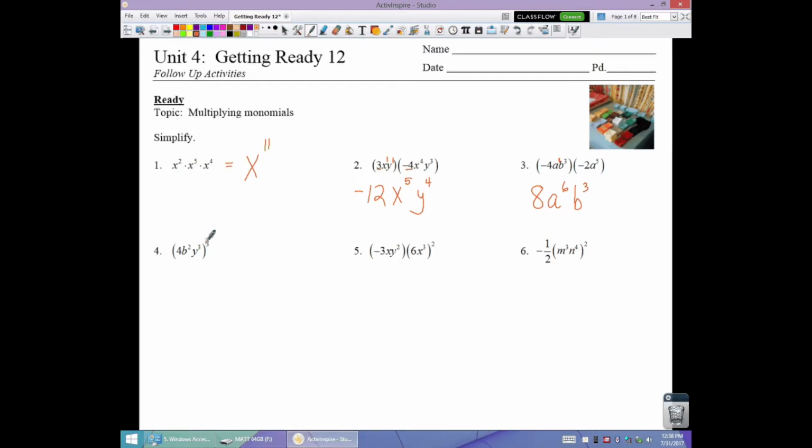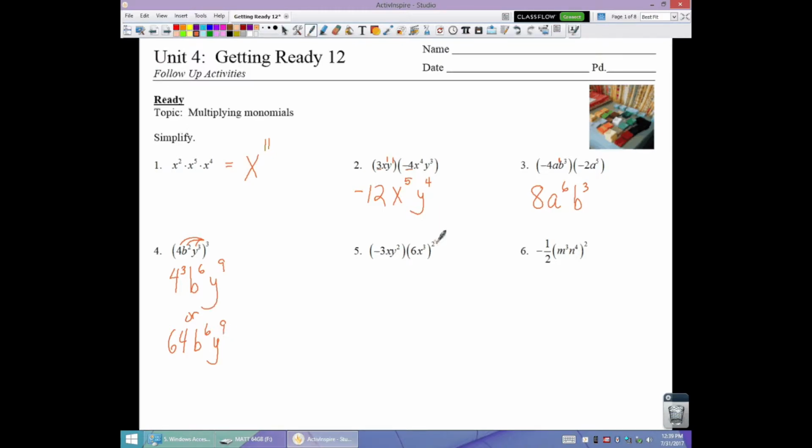Number 4 has an exponent outside of the parentheses. So our rule for that was, well, actually twofold. It went with everything inside. So it went with the 4, it went with the b squared, and it went with the y to the third. When there was already another exponent in there, we multiplied those exponents. So this became 4 to the third, b to the 3 times 2 is 6, and y to the 3 times 3 is 9. You could also, if you felt like it, go ahead and multiply 4 times 4 times 4 is 64, b to the 6th, y to the 9th.